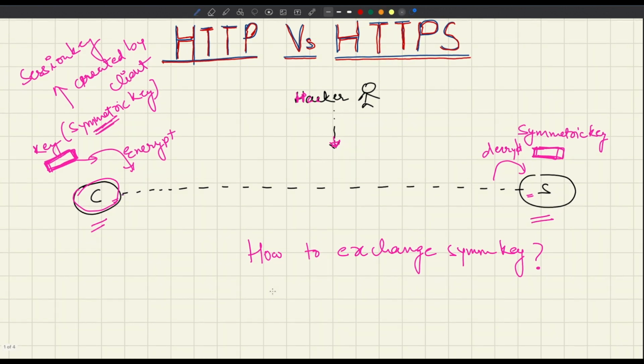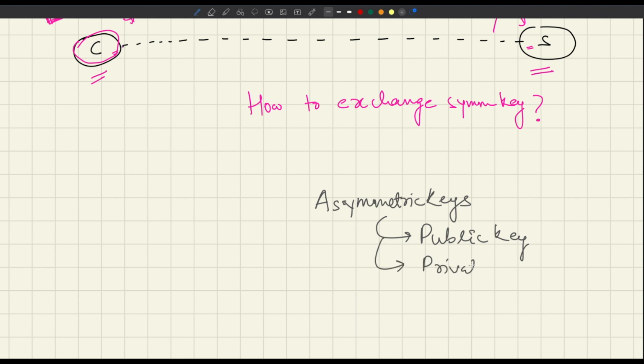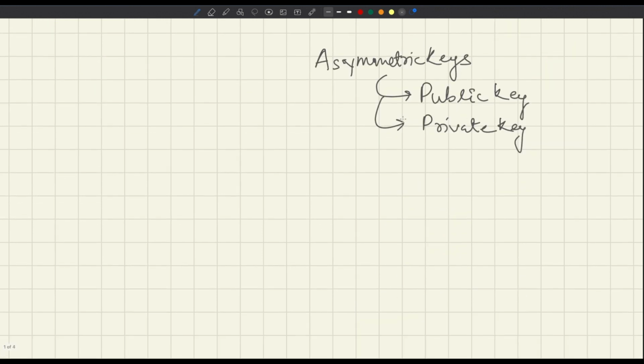And this is the point, ladies and gentlemen, where we are ready to learn about asymmetric keys. So asymmetric keys basically comprise a public key and a private key. So what essentially is a public and a private key? Just to understand that, let's consider there is a host. This host can be anyone. It can be a client, it can be a server, or just any host who has its own public key, and the host also has its own private key.